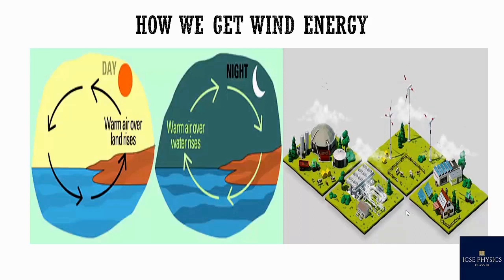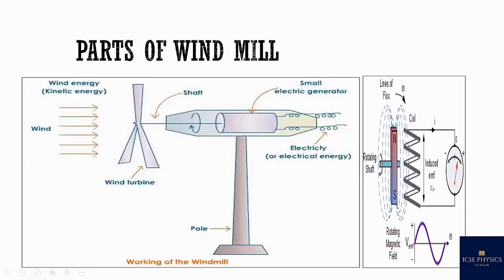This moving air or wind has a huge amount of kinetic energy, and this can be transferred into electrical energy using wind turbines or windmills. So a windmill is a device which generates electricity from wind energy.